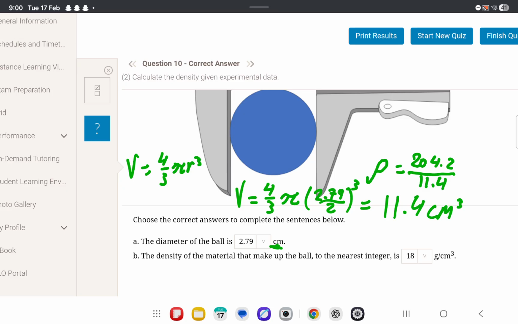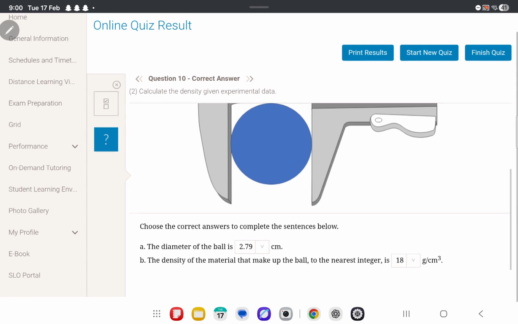204.2 over answer on my calculator. You get 17.95. What does that round to? 18 gram per centimeter cubed. That's my answer. On to question 11.